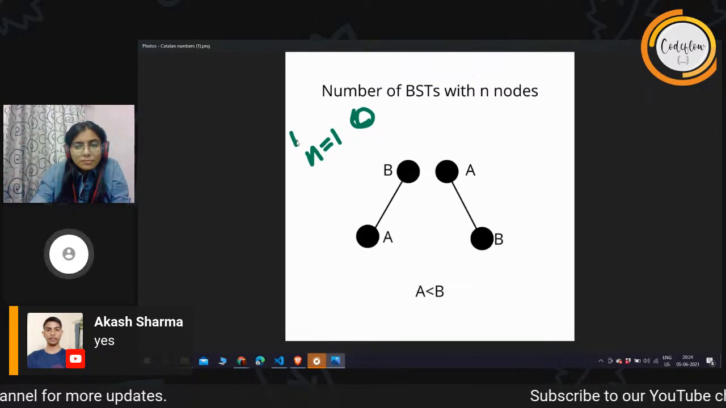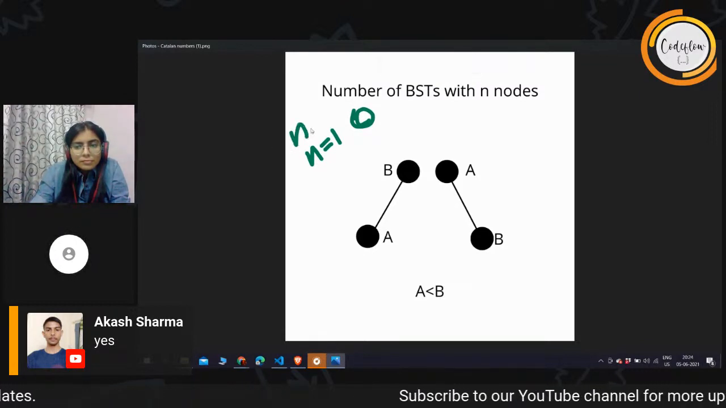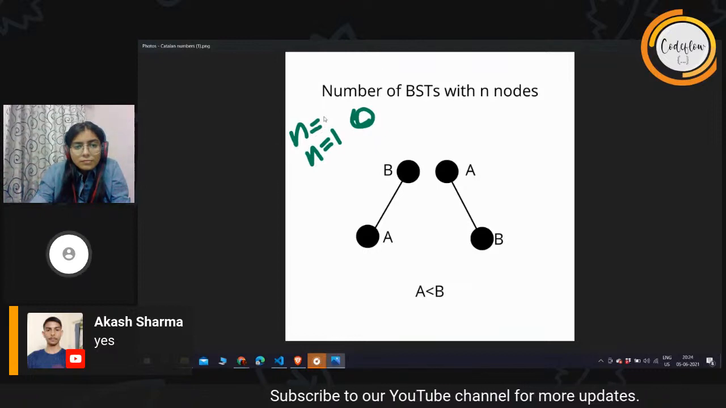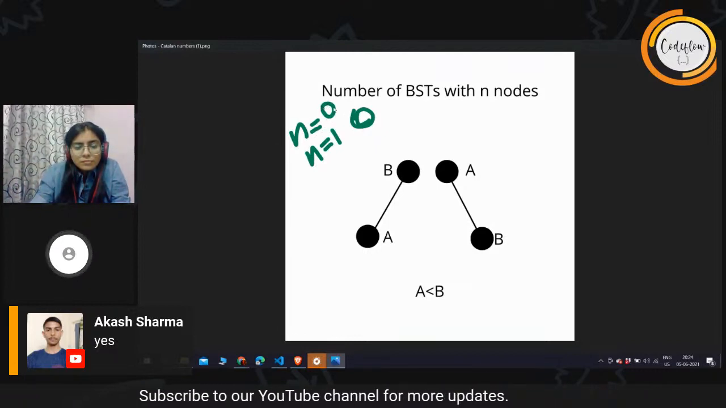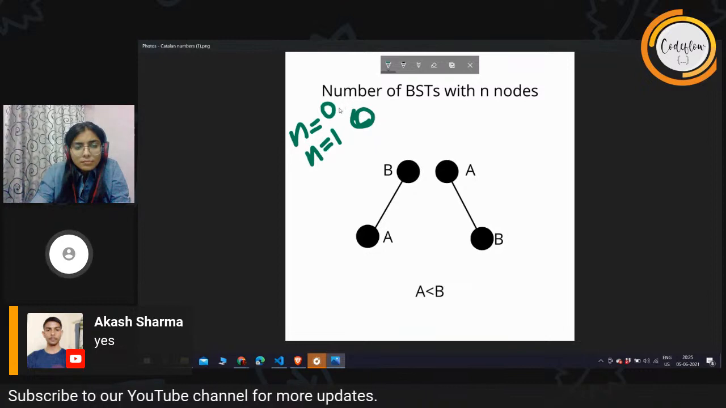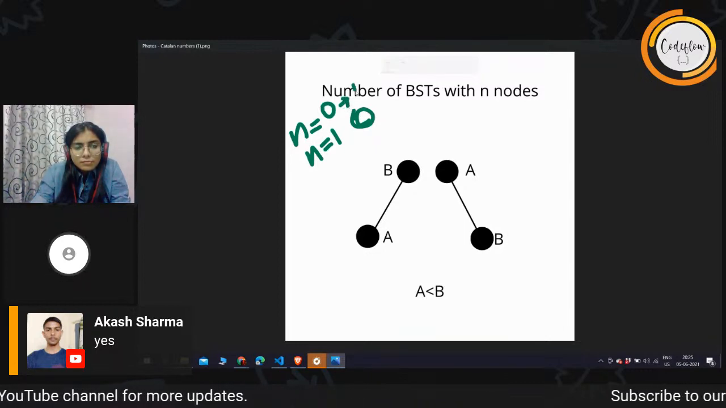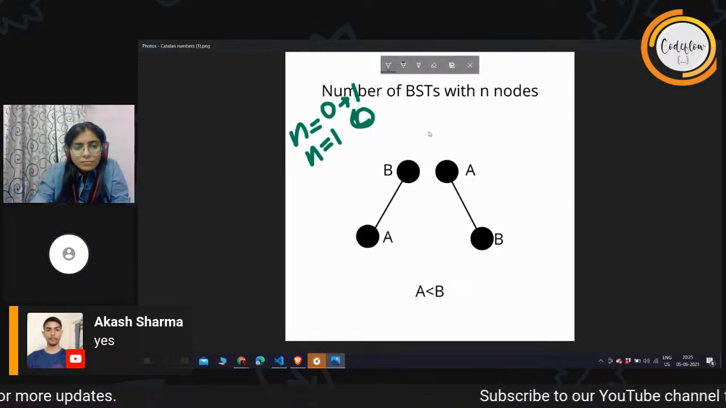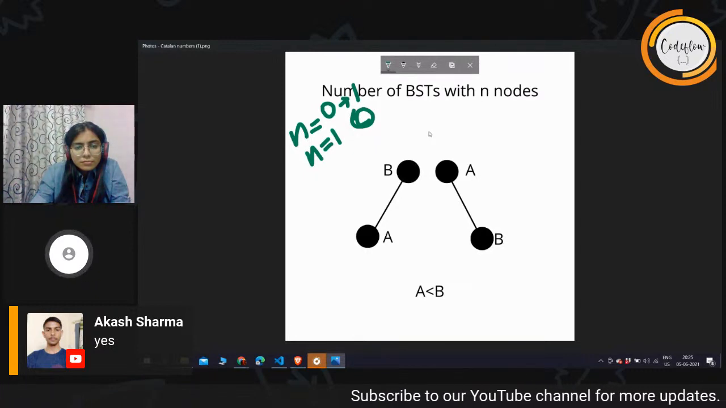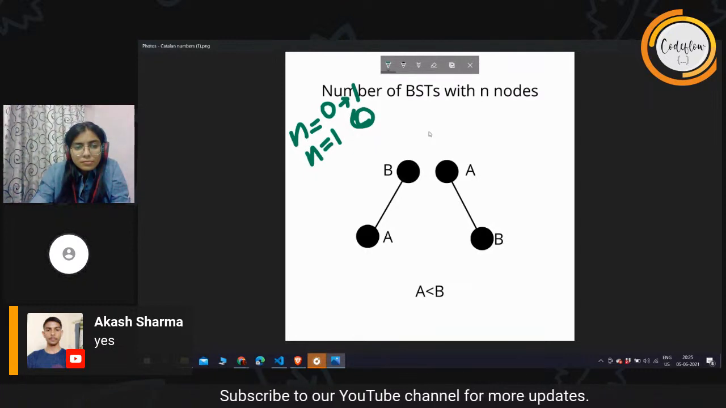If I have n is equal to 0, I have no node. How many ways? Still one way. Why? Because I create no tree. I'm asking the ways, okay? I'm not asking the number of trees, I'm asking the ways, okay?